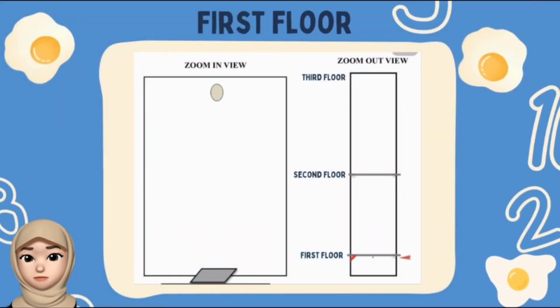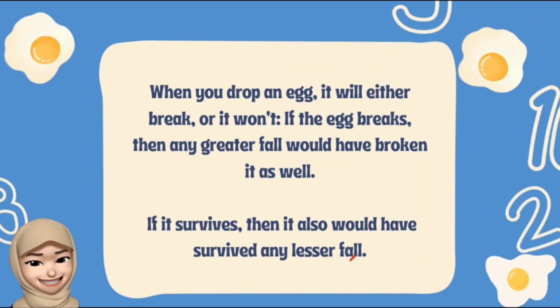So this is an example: when you drop an egg from the first floor and it breaks. When you drop an egg, it will either break or it won't. If the egg breaks, then any greater floor would have broken it as well. So when you drop an egg from the second and the third floor, it will break. If it survives, then it also would have survived any lesser floor.